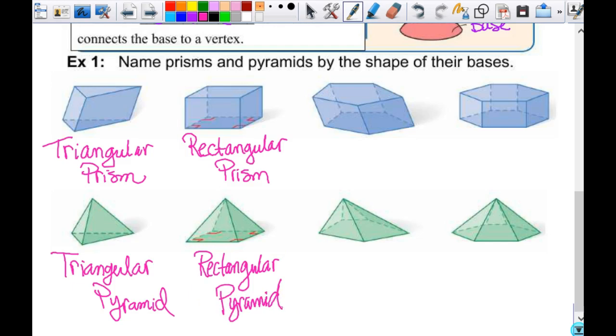Okay, is it possible that that could be a square pyramid? Yes. Is it possible that could be a square prism? Yes. Okay, do we have enough to know for sure whether or not that's a square? No. Do we have enough information to know for sure whether or not it's a rectangle? Yes, because a quadrilateral with 4 right angles is a rectangle, right? So this is for sure a rectangular pyramid, for sure a rectangular prism.